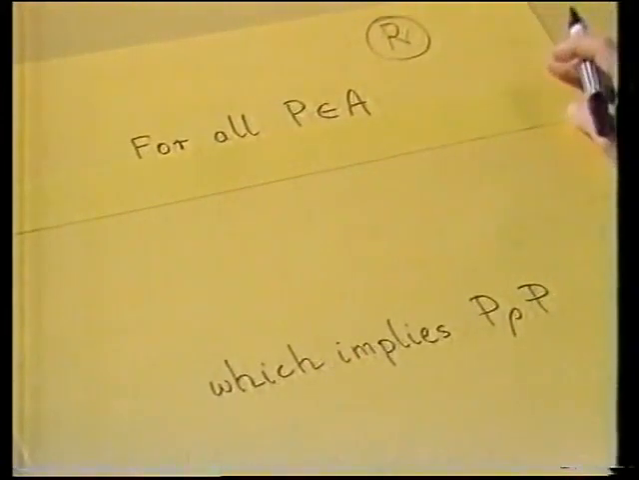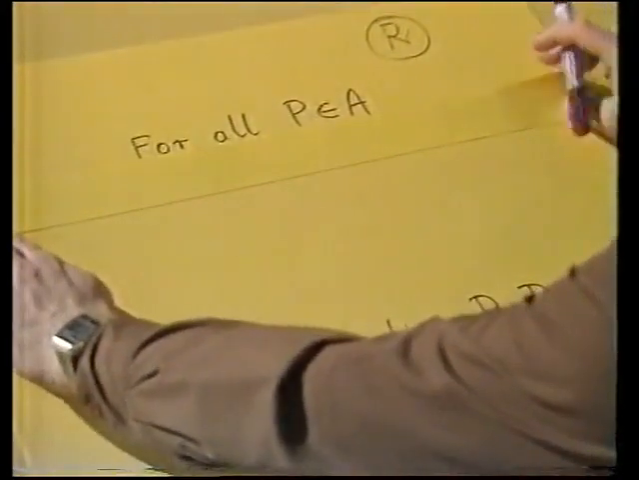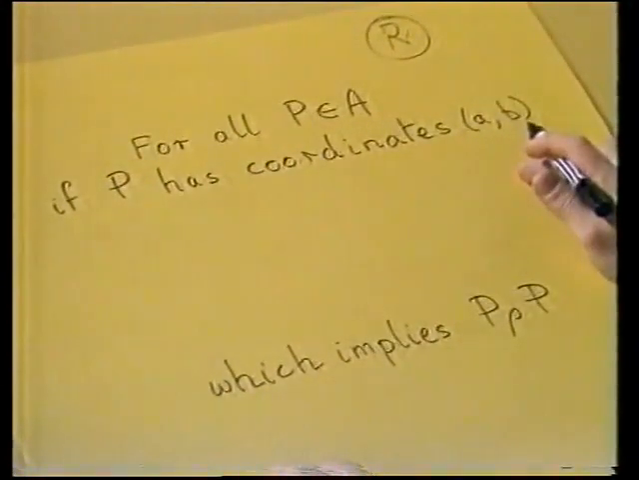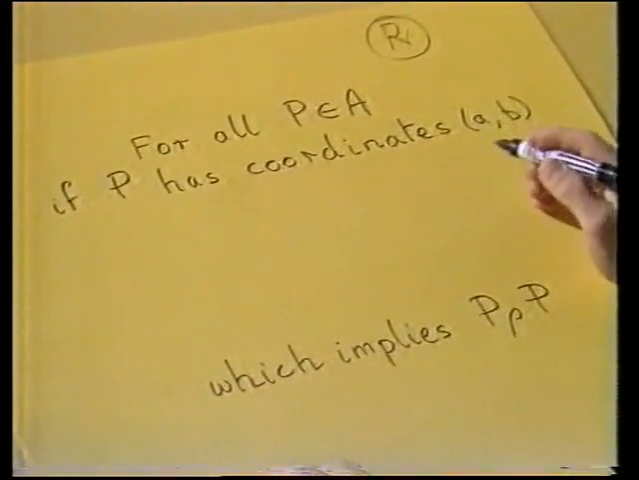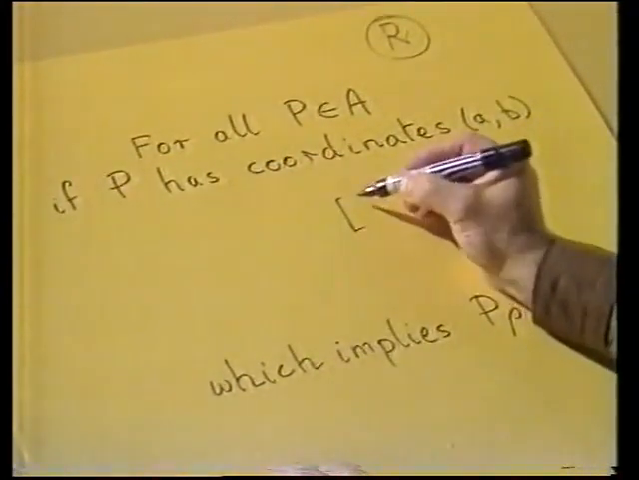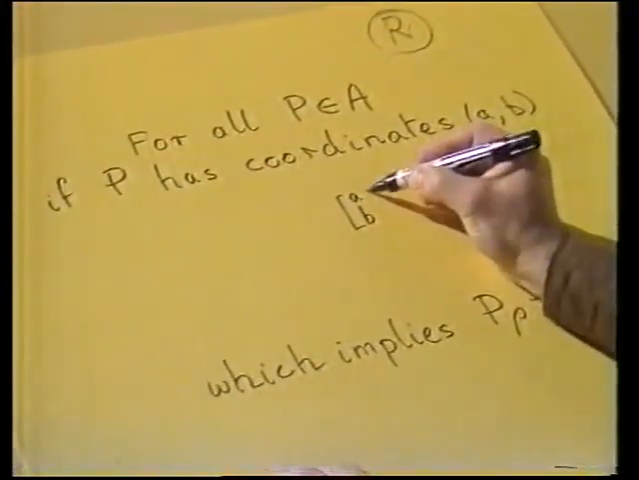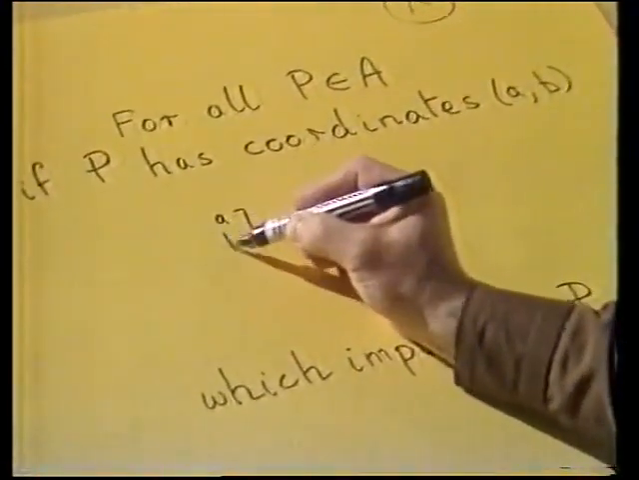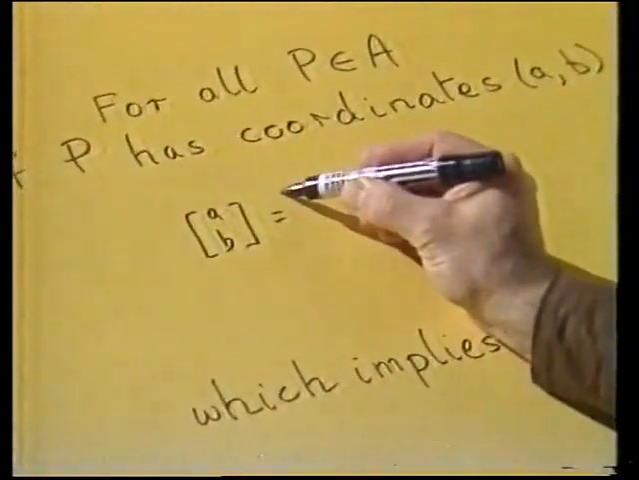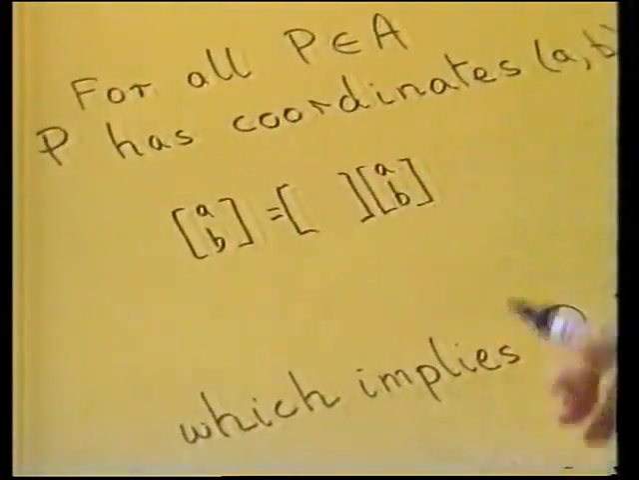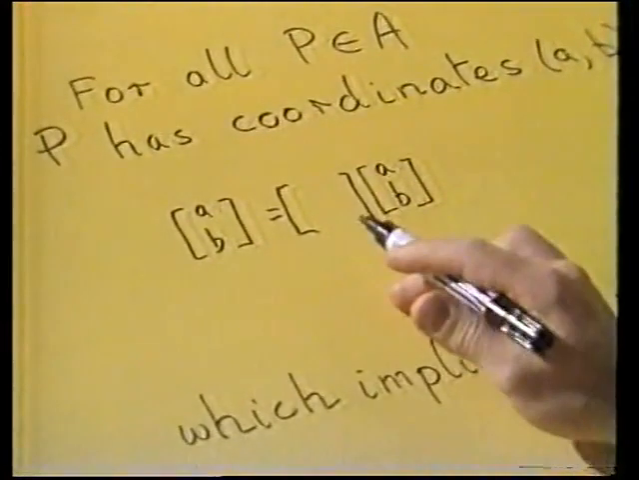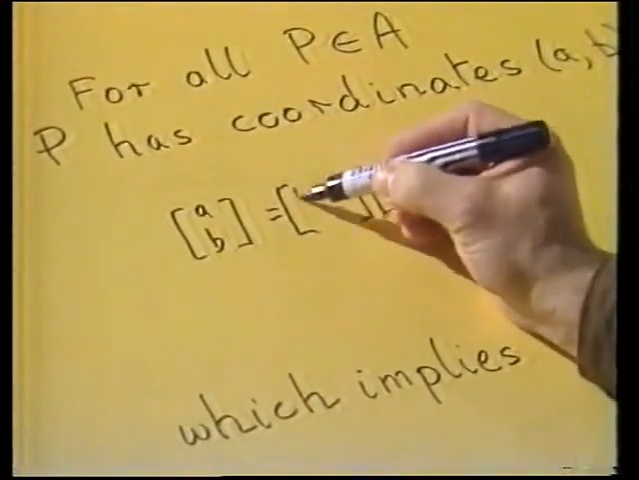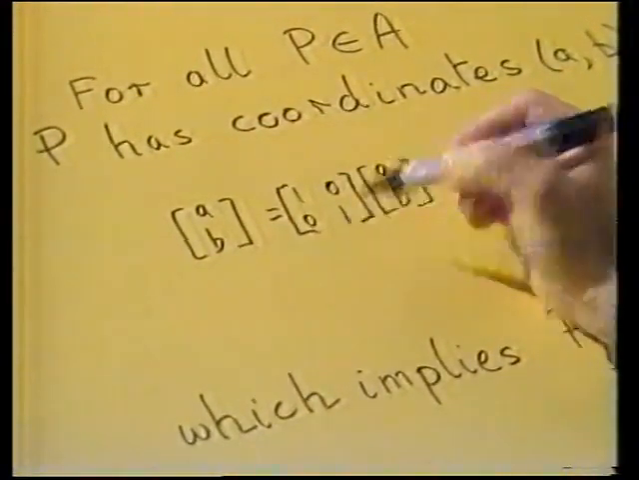Now, how to fill in the gap? Well, the relation is defined in terms of the coordinates, so my second line had better be: if P has coordinates (a, b). Now, what I want to show is that I can get from the coordinates of P to the coordinates of P by multiplying by a matrix in our set H. Well, there's an obvious candidate for this matrix. It's the identity matrix, 1, 0, 0, 1.